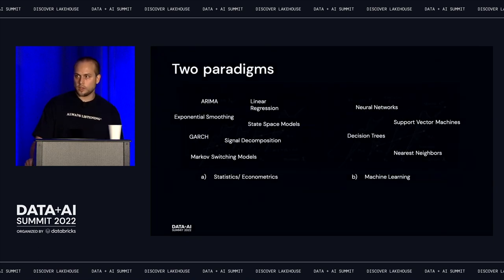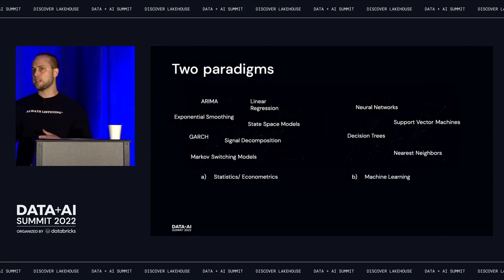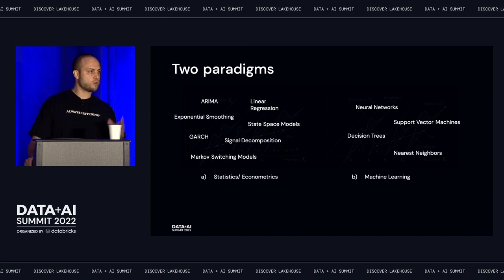So there are two paradigms, and this slide is very important, and at the end of the day, we're going to be speaking about this slide during the whole time. There are two schools of thought in time series analysis. The field was developed and researched mainly in the past by statisticians and econometricians who developed very interesting autoregressive models like ARIMA, linear regression, exponential smoothing.